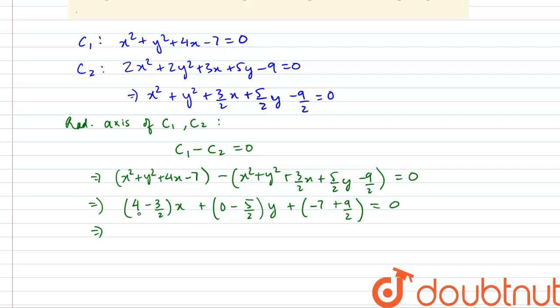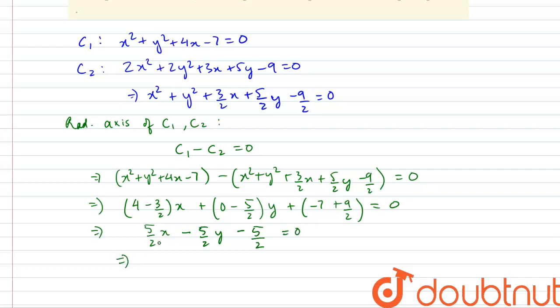So this implies this will be 8 minus 3 divided by 2. So that will be 5 by 2 x plus this is minus 5 by 2. So write minus 5 by 2 y, and this will be minus 14 plus 9, 2 into 7 is 14. So that will be minus 5 by 2. So this is equal to 0, right?